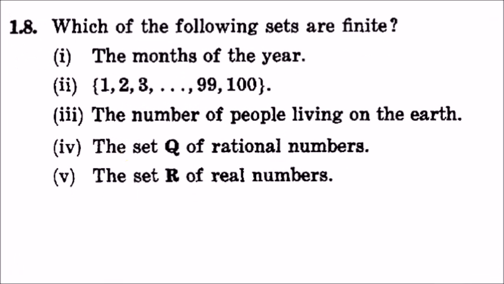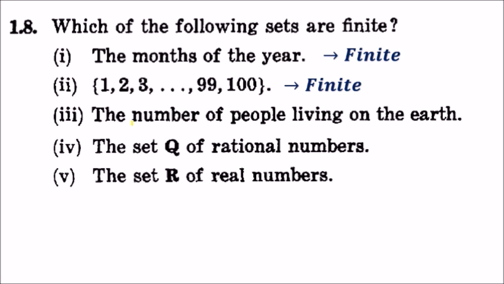Okay, for problem 1.8, which of the following sets are finite? Finite means we can count it, or countable. We have one here, the months of the year, so very clear. We can count that there are 12 months of the year. So that is finite. For number 2, we have here 1, 2, 3, ..., 99, 100. So it means this is just a counting number from 1 to 100. So very obvious, it is finite.